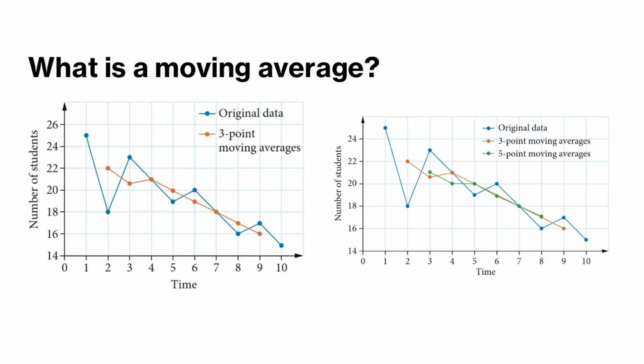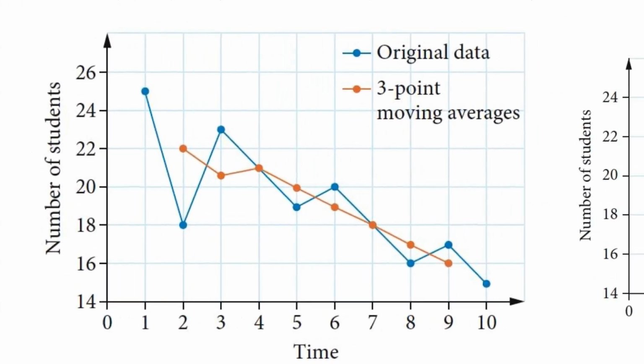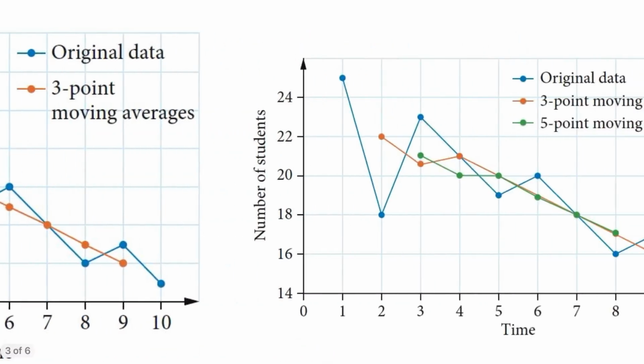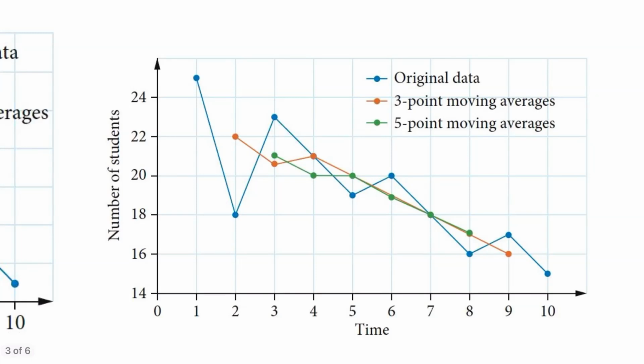But the more data points you lose at the start and at the end. For a 3-point moving average, we will lose two values altogether, one at the beginning and one at the end. For a 5-point moving average, we will lose 4 points altogether, 2 at the beginning and 2 at the end.